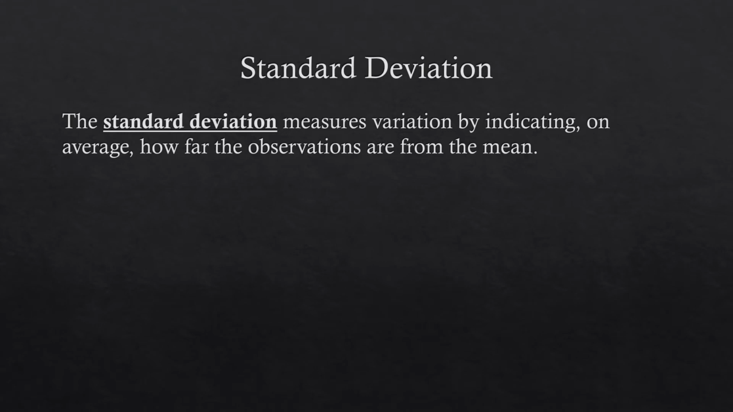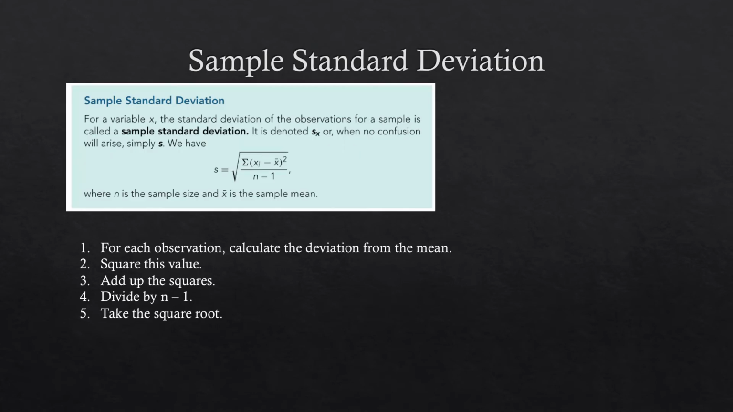Now, standard deviation is what we use to measure variation by indicating how far, on average, observations are from the mean. So we know what the mean is, and then we judge how far the other observations are from the mean. That's what standard deviation does. Now, you've got 2 formulas for standard deviation. You've got the sample standard deviation that we have here.